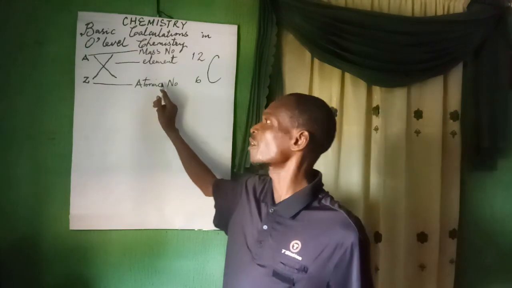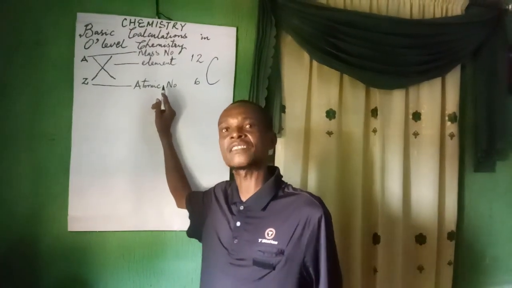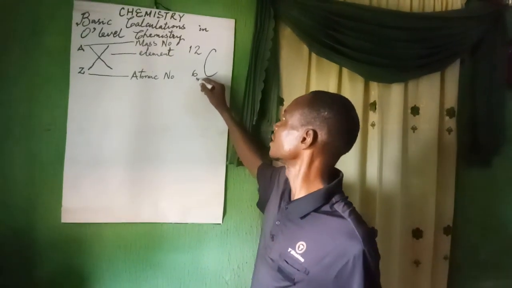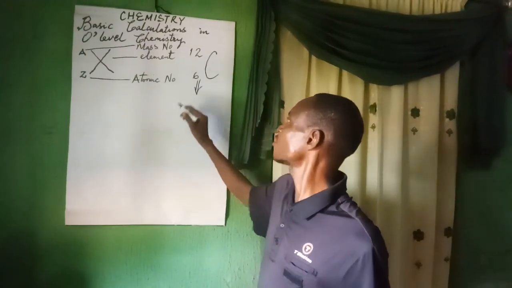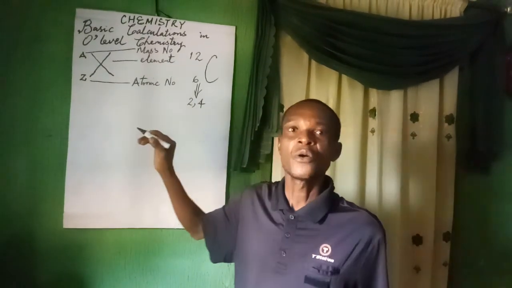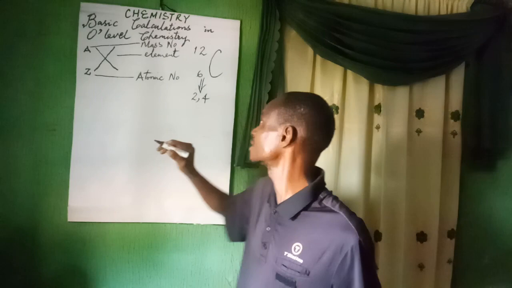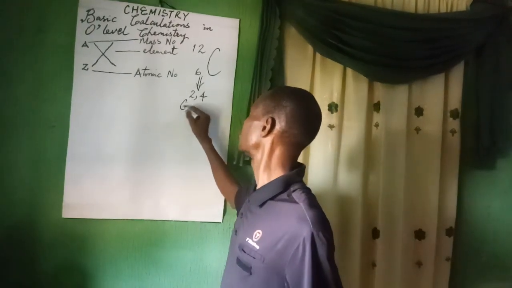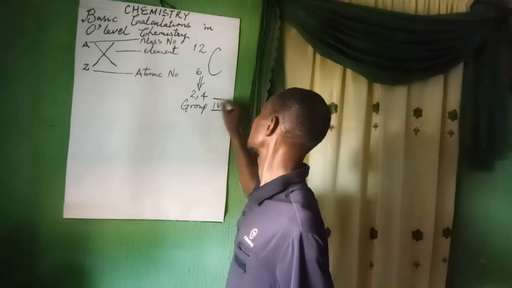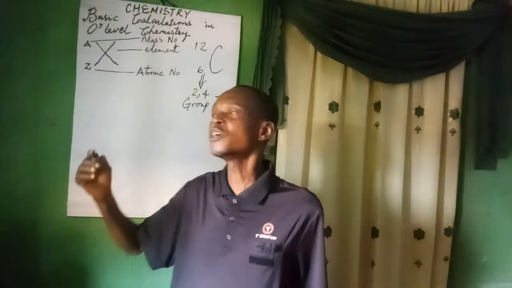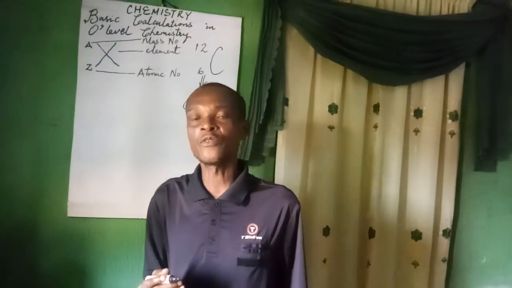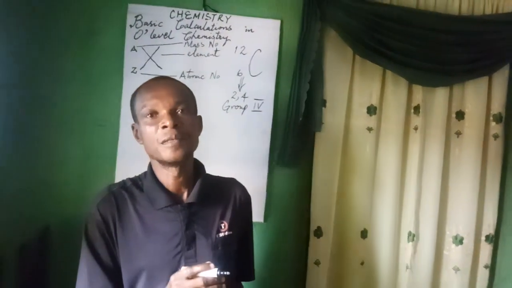We use these for calculations where we have to write configurations. For instance, from carbon here, 12,6, from the atomic number we can write the configuration to be 2,4, whereby we can predict that carbon is in group 4 of the periodic table. The same way we are going to use 12 when the calculation involves masses.